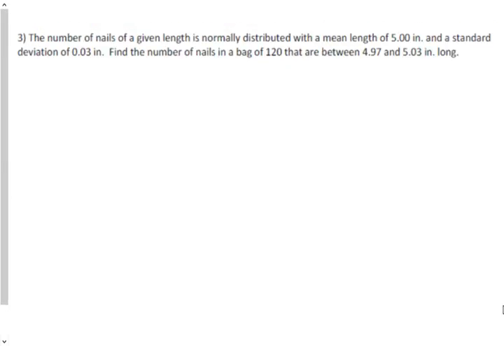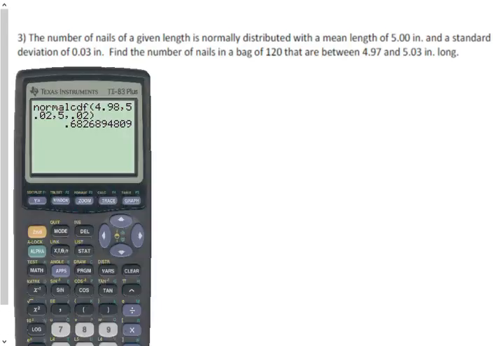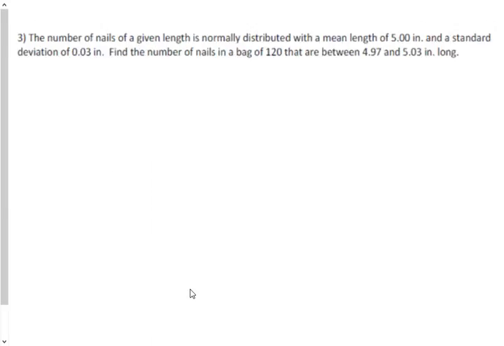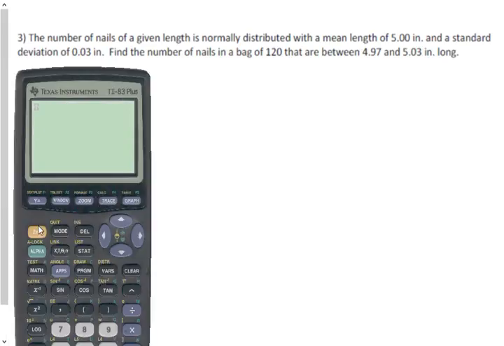Okay, so the last component of this, both of these first two were probabilities. This last one's not a probability. They want an actual number, so we need to be careful here. We're going to do the same thing, distribution. All right, so my interval, 4.97 to 5.03. Mean is 5, standard deviation is 0.03. So yeah, this is the same numbers as last time, so we wouldn't expect anything different.